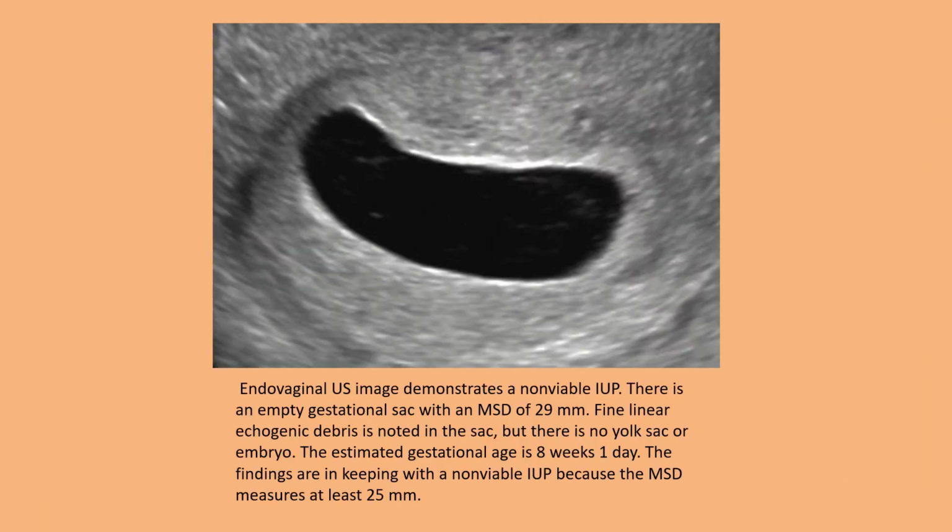Here's an endovaginal ultrasound demonstrating non-viable intrauterine pregnancy. There is an empty gestational sac with mean sac diameter 29 mm, and there is also a fine linear echogenic depression noted in the sac, but there is no yolk sac or embryo. The estimated gestational age is 8 weeks and 1 day. These findings are in keeping with non-viable intrauterine pregnancy because the mean sac diameter measures at least 25 mm.